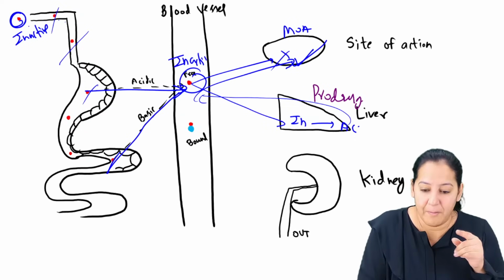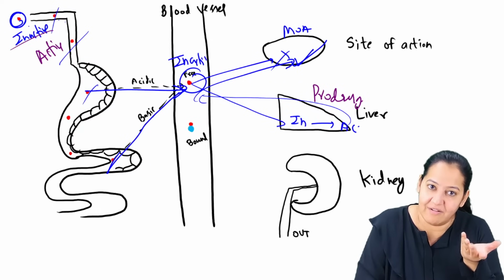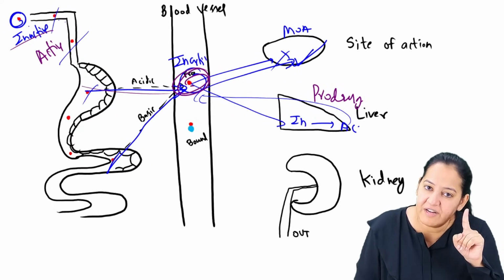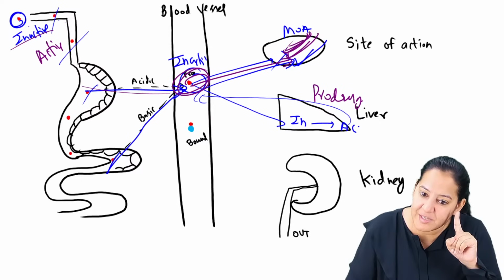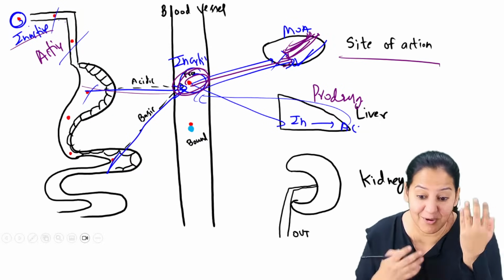These are prodrugs. Most of the drugs you are giving the patient are directly active. If it is directly active, once it gets absorbed, it will directly go to its site of action and show its mechanism of action. But if it is a prodrug, it cannot go to its site of action and show its mechanism of action because it is inactive.